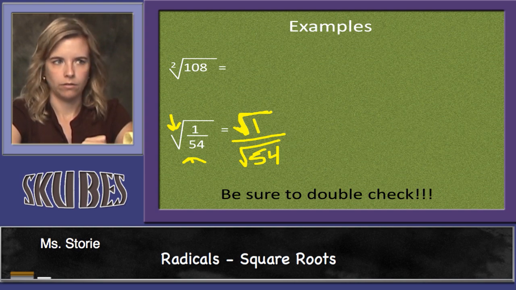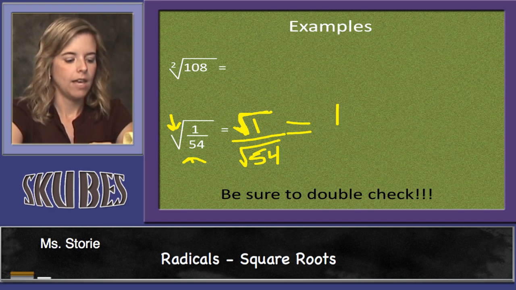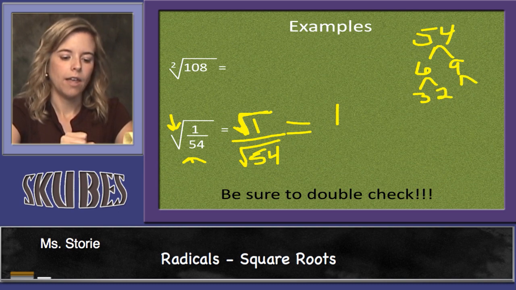So what's the square root of 1? 1, because 1 times 1 is 1. So we know that we have a 1 on top. Is 54 prime? Nope. We have to break it down. And if you remember, on the last one we did break down 54. And it was 6 times 9, which we ended up with 3 times 2 and 3 times 3.